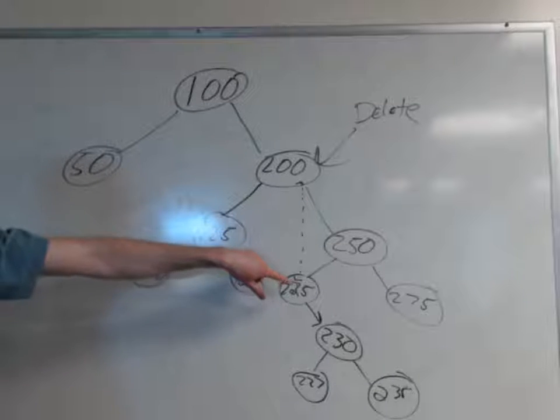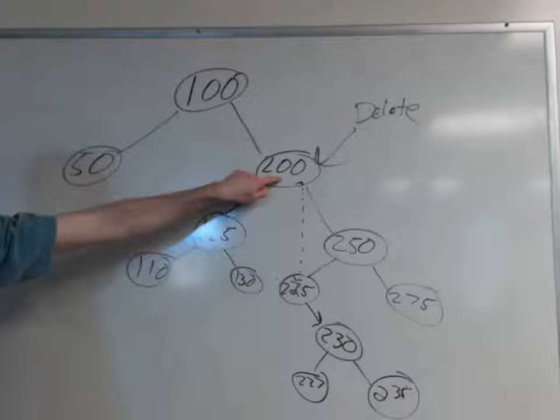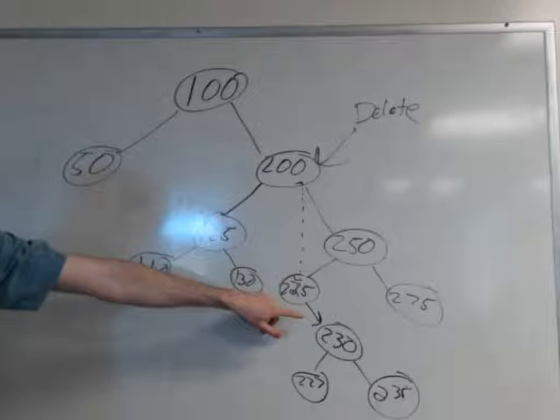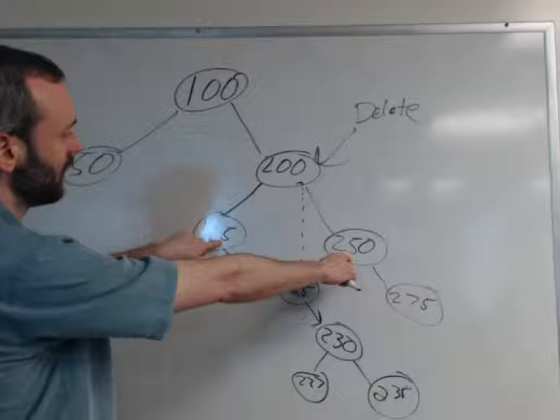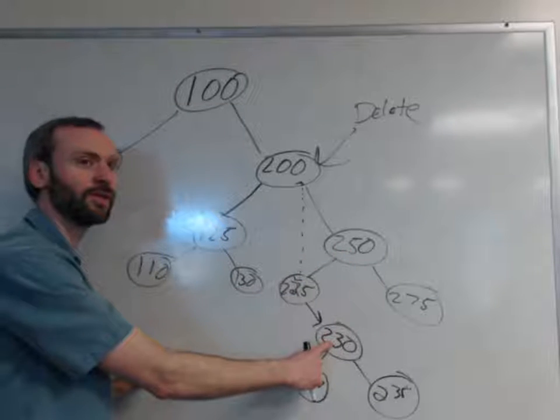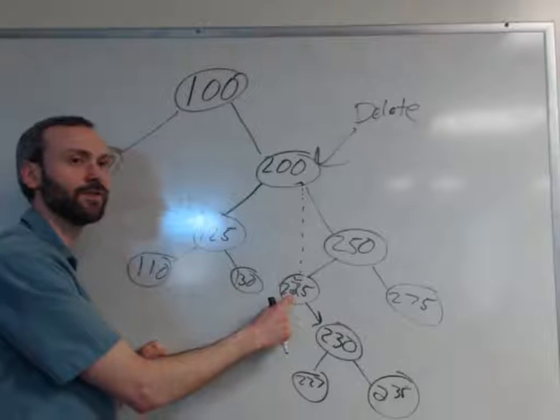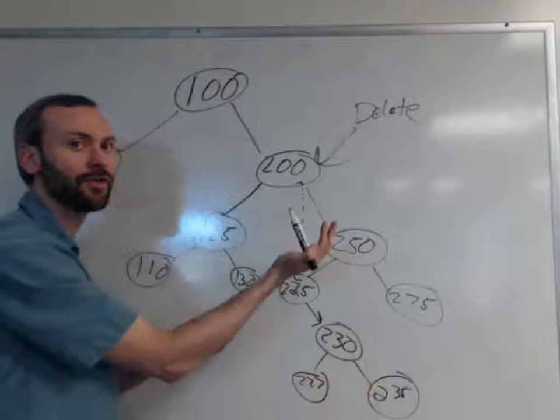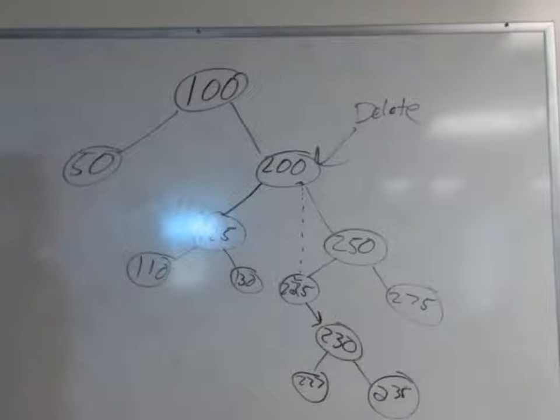We still want to swap because the 225 is the smallest, so that's why that number needs to go up here. But his two links are going to go to these two guys. Where should the 230 go? 225. Yeah, where he was beforehand. And that also decreases the depth of your tree, which is always a good thing.